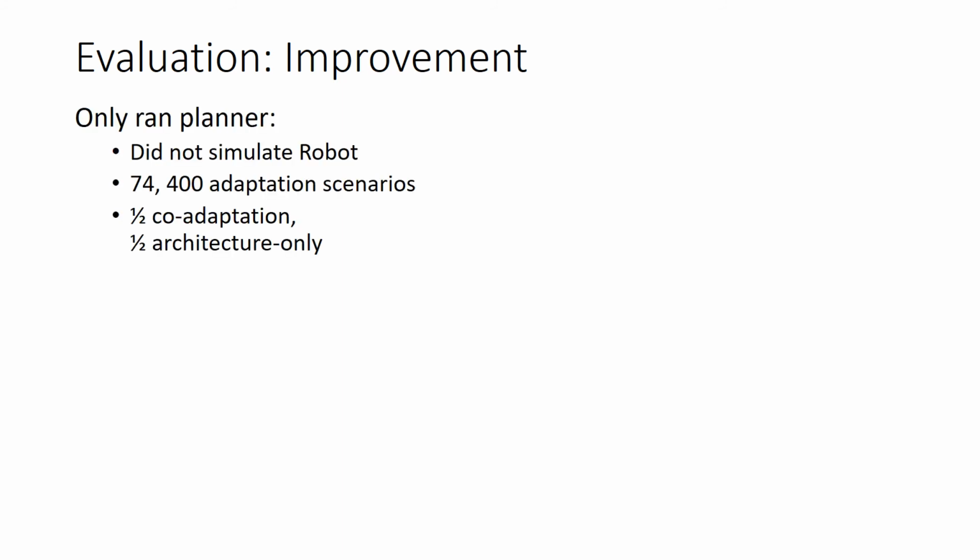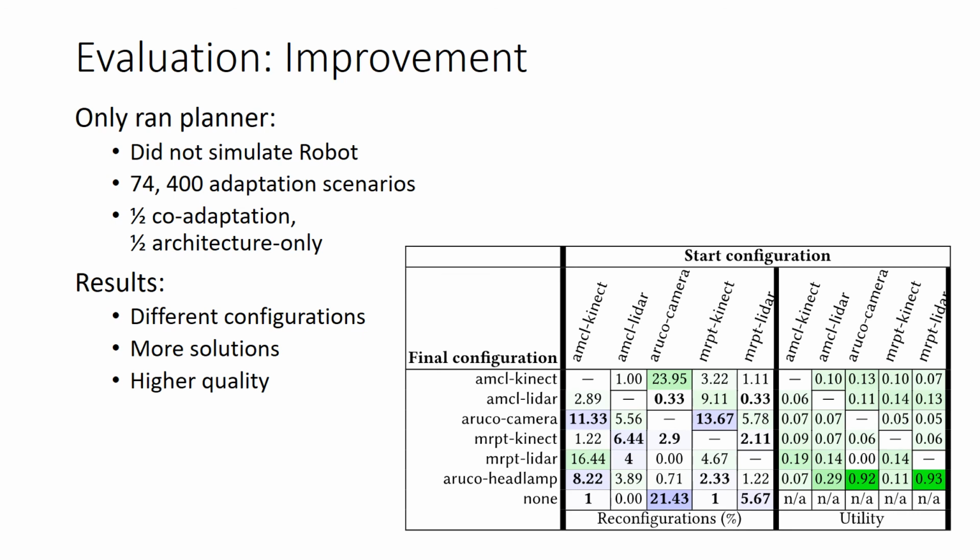We also address the question of how much improvement co-adaptation provides over just considering architecture adaptation. In this evaluation, we only run the planner, but run it over a much larger experiment case of 74,400 scenarios, half of which considered co-adaptation, so the planner was free to reconfigure both the task and the architecture, and half of which only considered adapting the architecture. The results show that co-adaptation comes up with different plans and overall higher utility than considering just architecture alone.